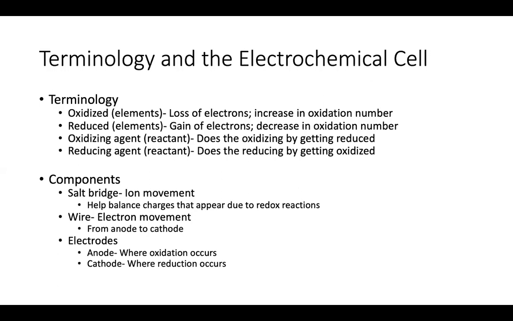So remember, oxidized and reduced. Oxidized means that that element has lost electrons, and it will increase in oxidation number, which in this chapter we typically see as an increase of charge on a specific element, right? Reduced means that that element gained electrons, which means it will decrease in oxidation number. And again, in this chapter, typically means that it will decrease in its charge on the element, okay?